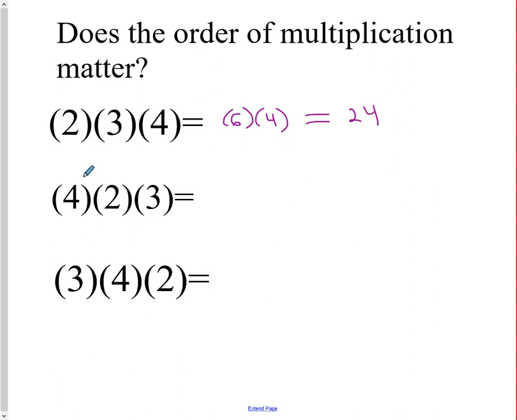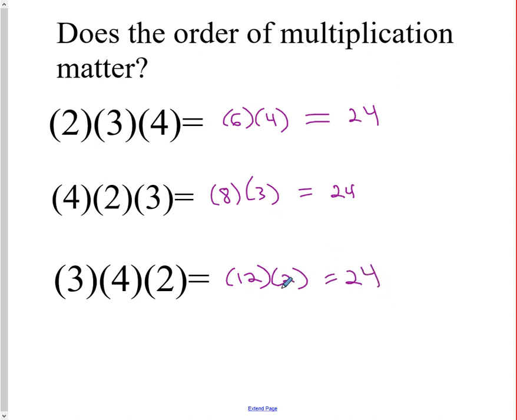Let's try our next one. We're going to multiply the 4 and the 2 first as a first step. So 4 times 2 is 8 times 3. Well, 8 times 3 is also 24. What about our third one? 3 times 4 times 2. Let's do the 3 and the 4 first. So that's going to be 12 times 2. 12 times 2 is also 24.